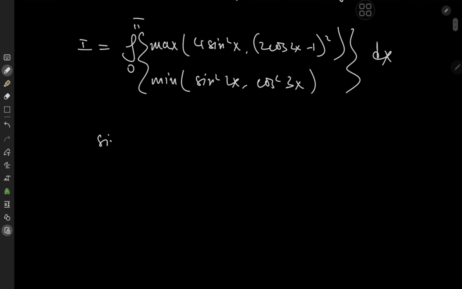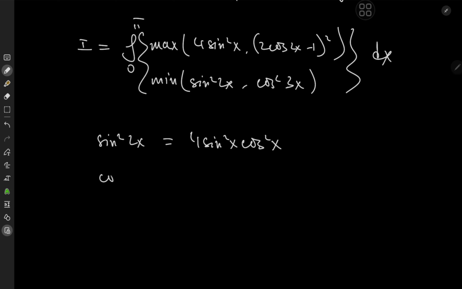We have sine squared 2x, which I've written quite horribly over here. Terribly sorry about that. Okay, cool. So what exactly would sine square 2x be equal to? That is 4 times sine square x times cosine square x.